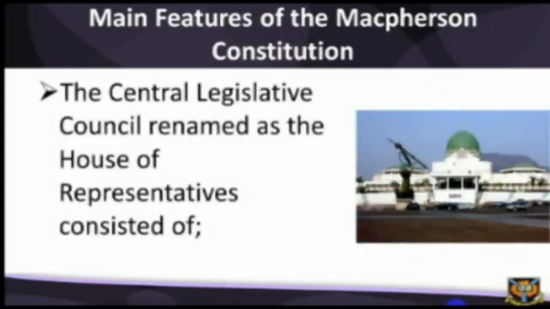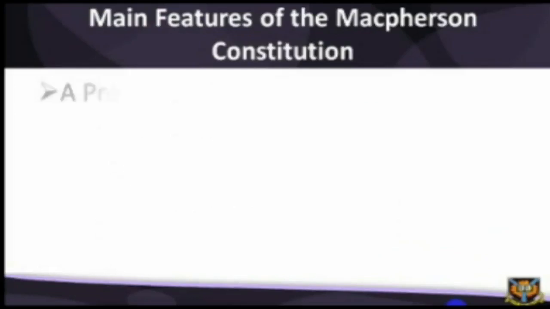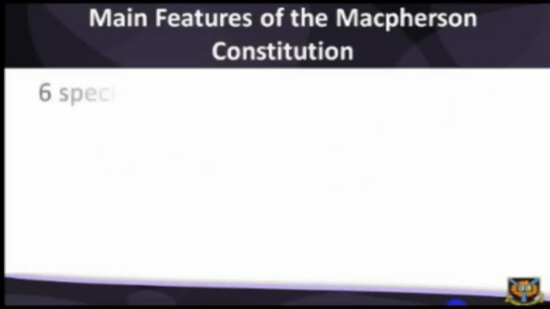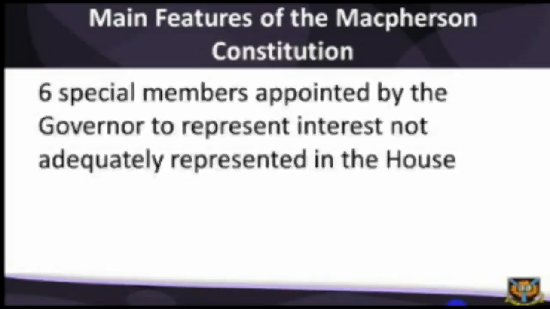The Central Legislative Council, renamed as the House of Representatives, consisted of a president, 6 ex-officio members, 136 representative members selected from the regions, that is, 68 from the north, 34 each from the west and the east, and 6 special members appointed by the governor to represent interests not adequately represented in the House.